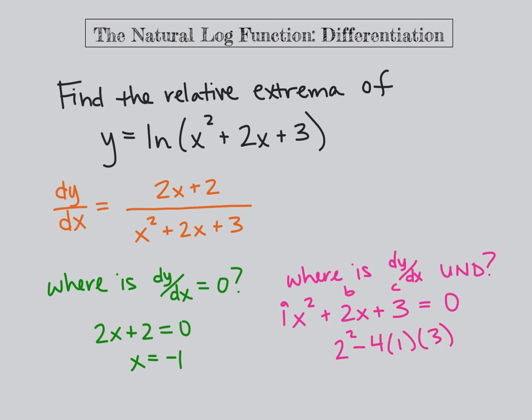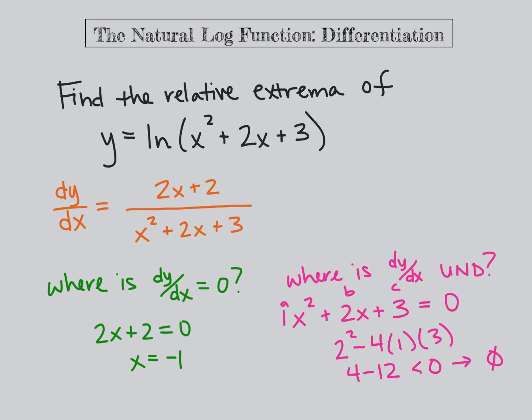This is a negative number. We'll have 4 minus 12, which is negative. So therefore, we have no solution to this. So that means our only critical point is x equals -1, because this never equals 0.